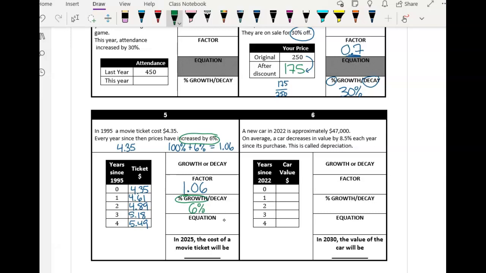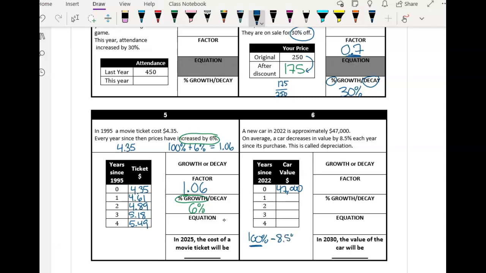Well, if we take a look at the price of a car, cars depreciate, or they lose their value, and it's on average about 8.5% each year. So if we take a look at that idea, let's see what that looks like in the table. It starts out at $47,000. Here's the thing. We're decreasing it by 8.5%, so it's no longer worth its full value. That means I'm decreasing.